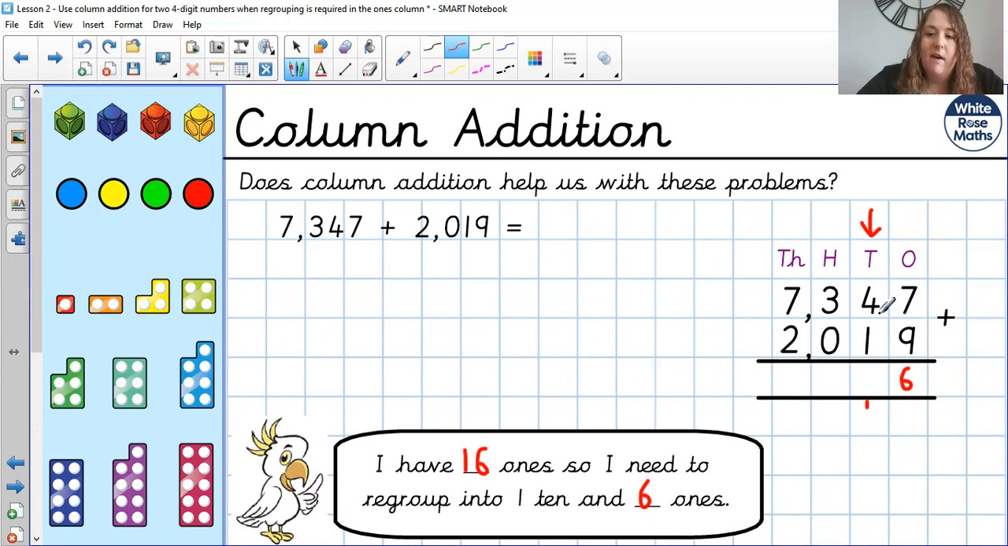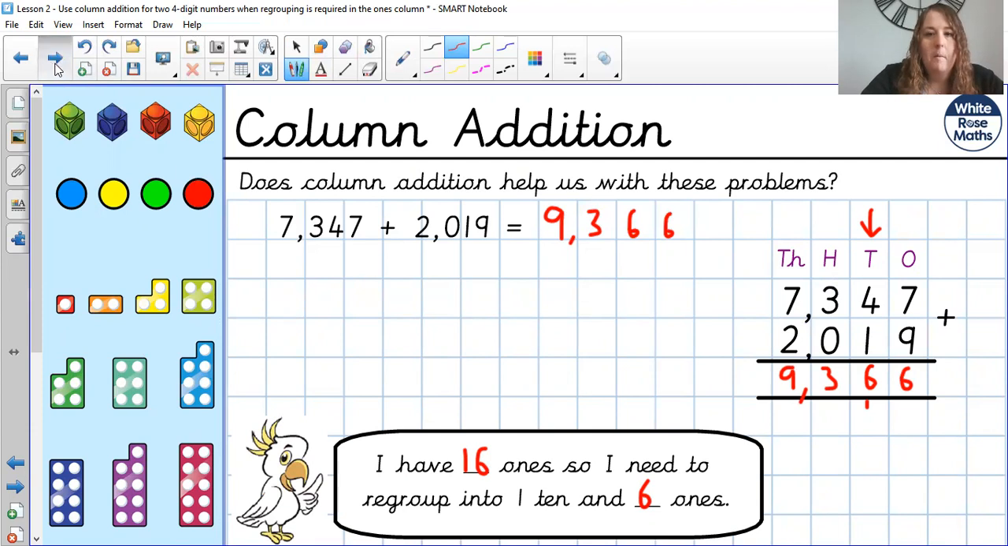Okay, then let's have a go. 4 add 1 is 5, and then I have to add that one below, which makes 6. 3 add 0 is 3, and 7 add 2 is 9. So you should get the answer 9,366.